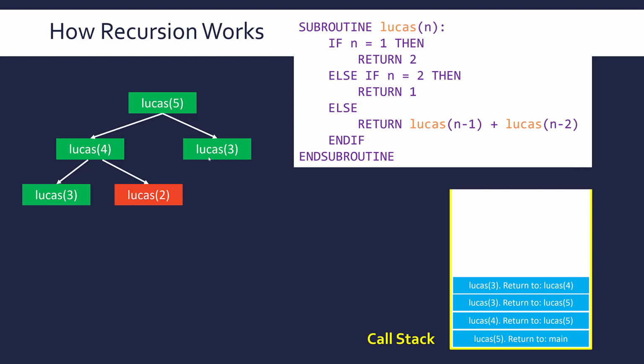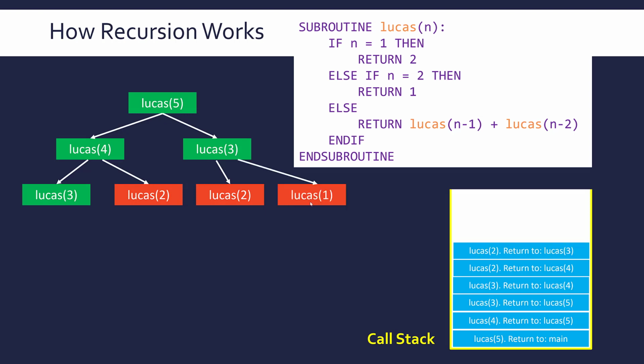Let's now look at Lucas 3 on the right. Well, this is again going to produce, this time, Lucas 2 and Lucas 1. Now, our call stack looks quite ugly here because I've now got a fair few repeats. I've got Lucas 2 twice, Lucas 3 twice. Doesn't look very pretty and is not super efficient, but we've got to store separate instances of it in our call stack because we're not quite sure what's going on just yet. We're still following this recursion.